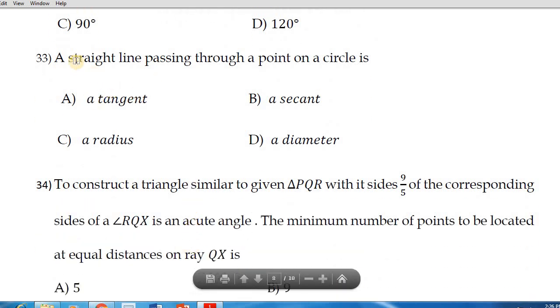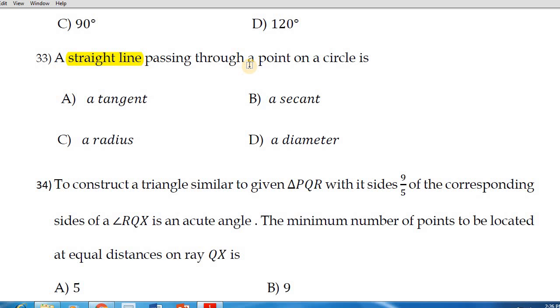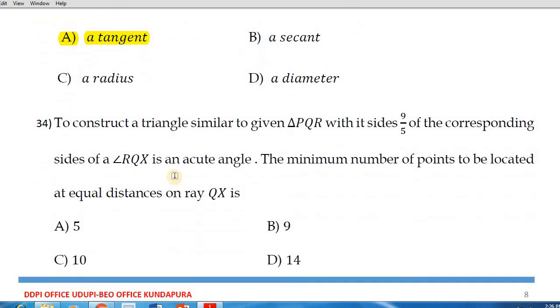Question number 33. A straight line passing through a point on a circle is, just now we have seen. So to become a tangent, the line has to pass through the circle at only one point, means it has to intersect through a point. So that is the tangent. Tangent passes through the circle at one point.